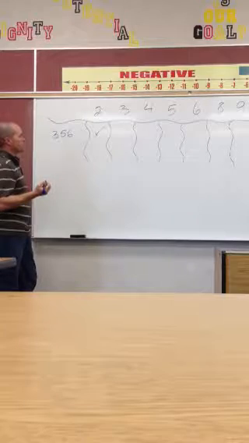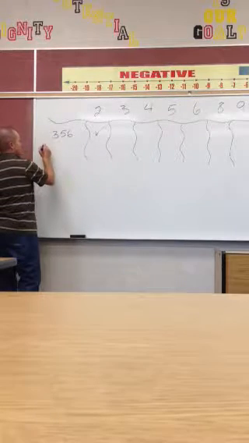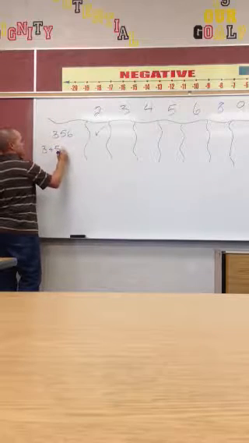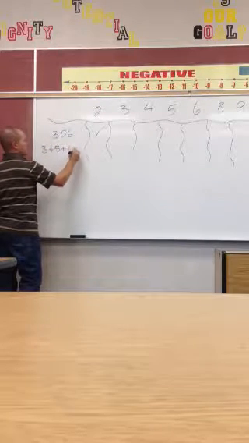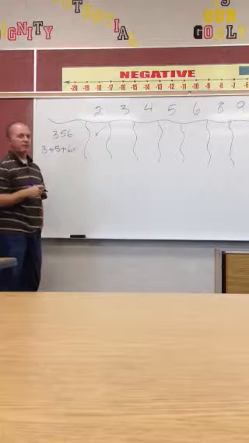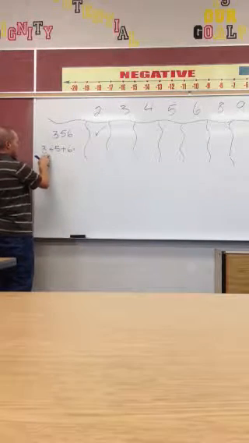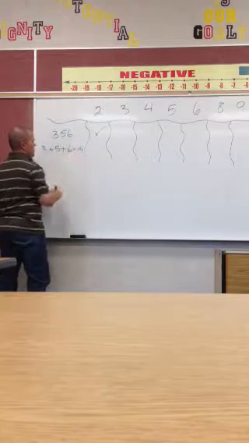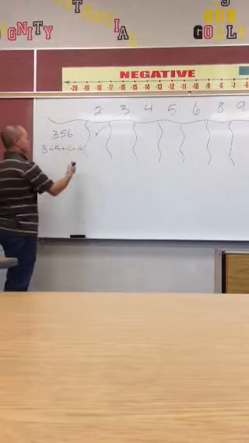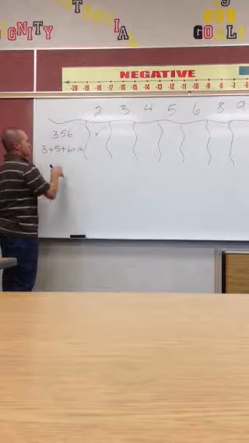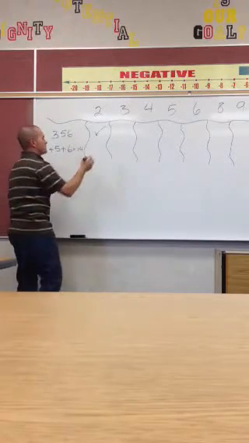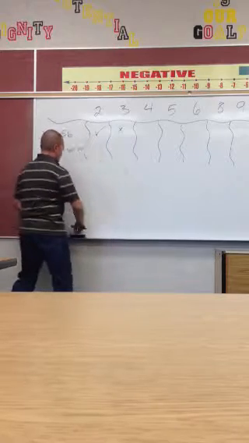The rule for 3 is that if the sum of the digits is divisible by 3, then the number itself is divisible by 3. So if we add this up, 3 and 5 is 8, plus 6 is 14. In this case, 3 will not divide evenly into 14, so it will not divide into 356. So it won't work.